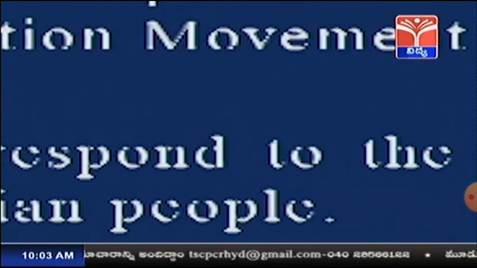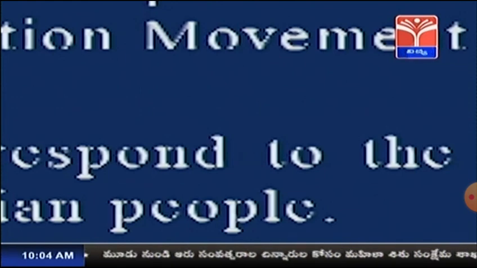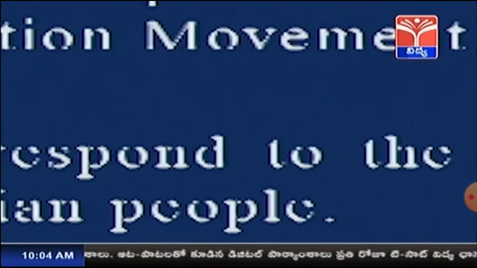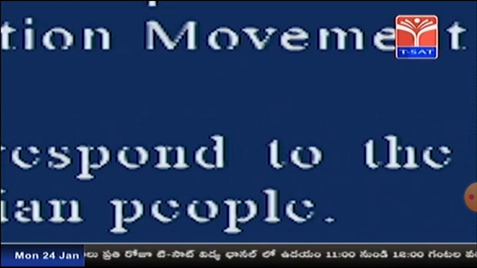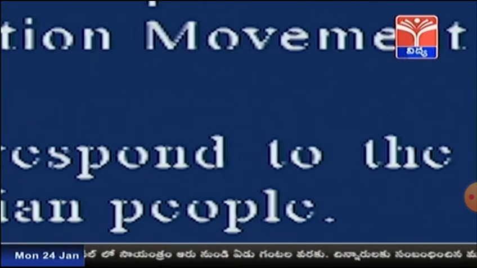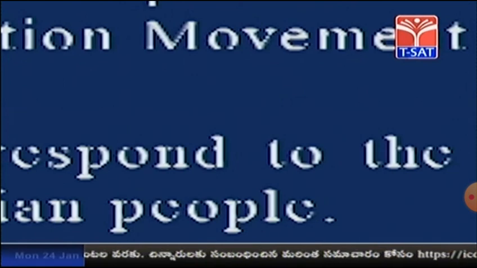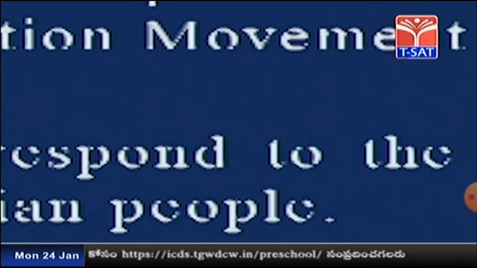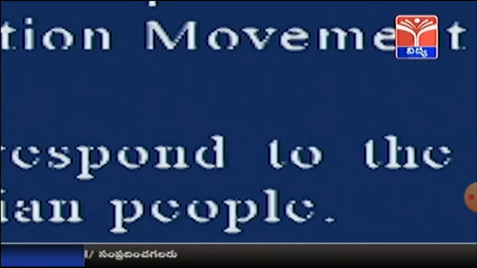Students, by the end of this session, you will achieve the learning objectives. You will be able to explain how the Nigerian liberation movement is similar to the Indian national movement. There are some similarities as well as differences between the two liberation movements. You will respond to the challenges, that is problems, faced by the Nigerian people in those days under colonial rule, and you will be able to explain Pan-Africanism, which is a key concept of the Nigerian liberation movement.